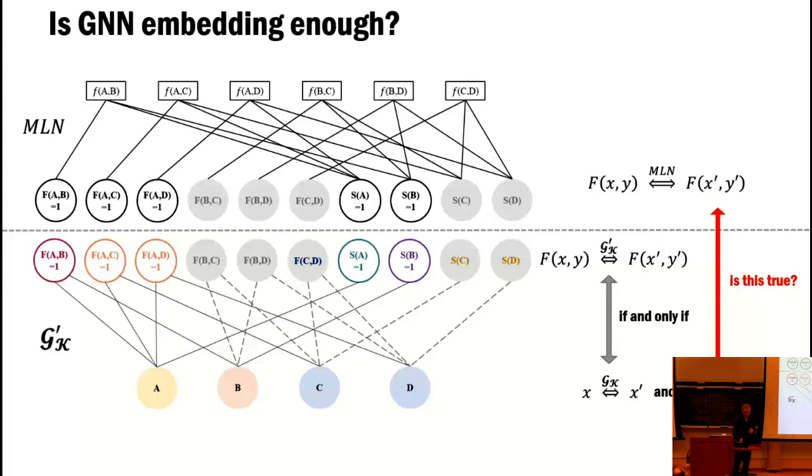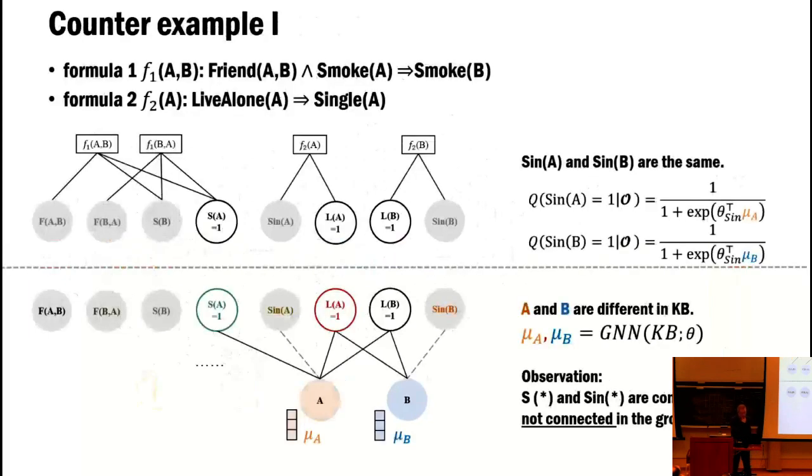So I will give you two sets of examples, and you will see that the graph neural net alone in this setting is not enough. You have to actually make some modifications. The first example is going to be something like this. Suppose now you have two formula instead of one. The first formula is still the same as before: you have friends A and B, and if A is smoking, then B is smoking. But the second formula is going to be: if A lives alone, then A is single. It's something simple like this, okay? You have these two formula there.